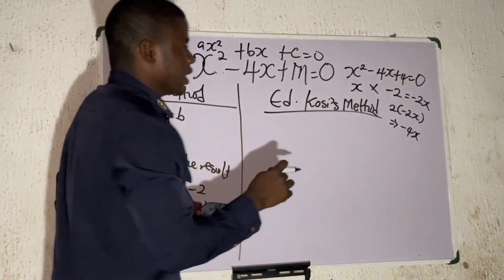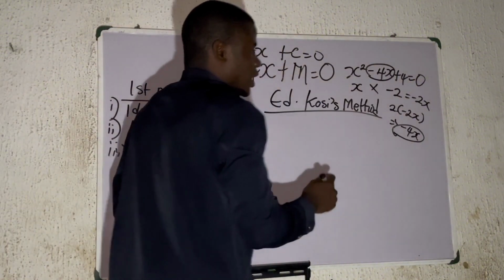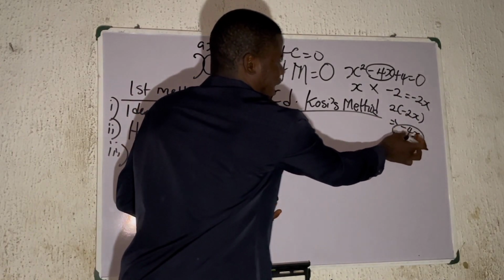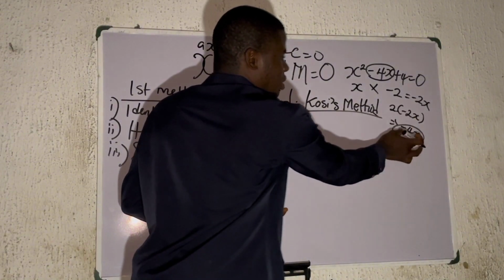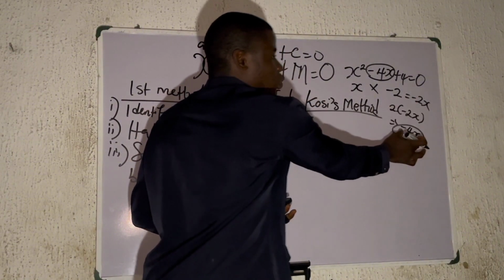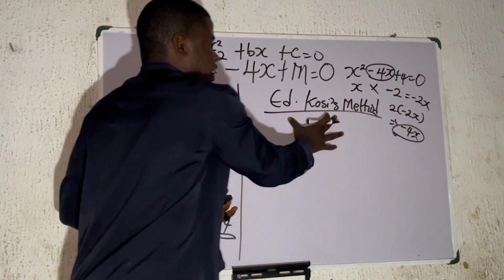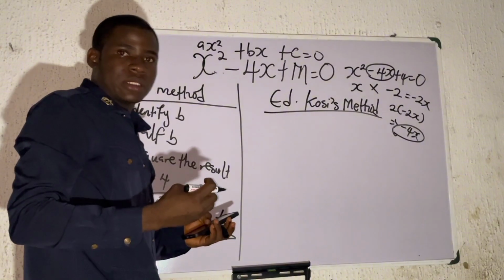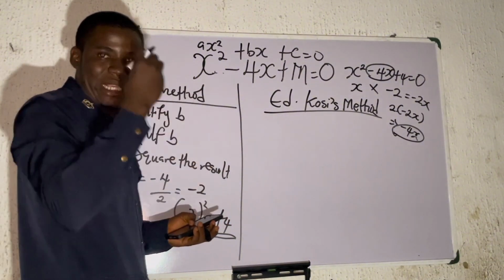Very good. Now you can see that the last thing we got here is the middle term, right? Now how can I trace this back? I got minus 4x by multiplying this minus 2x by 2. Now for me to get this minus 2x back, I have to do what? I have to divide this minus 4x by 2. So in this Kosi's method, the first thing I do is dividing the middle term by 2.